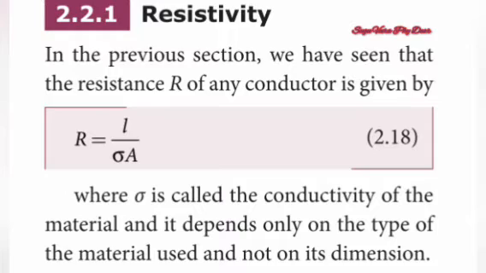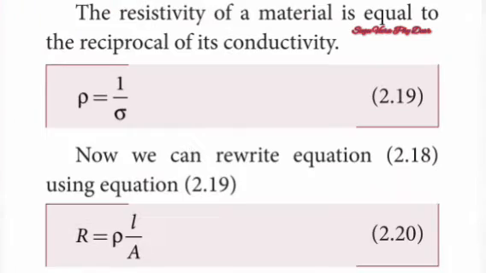Next, resistivity. In the previous section, we have seen that the resistance R of any conductor is given by R equal to L divided by sigma into A, where sigma is called the conductivity of the material and it depends only on the type of the material used and not on its dimension. The resistivity of a material is equal to the reciprocal of its conductivity, that is rho equal to 1 divided by sigma. Rho is the resistivity of a material, sigma is the conductivity of a material.